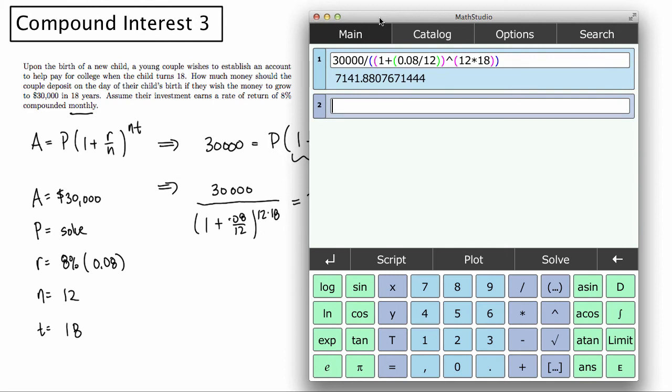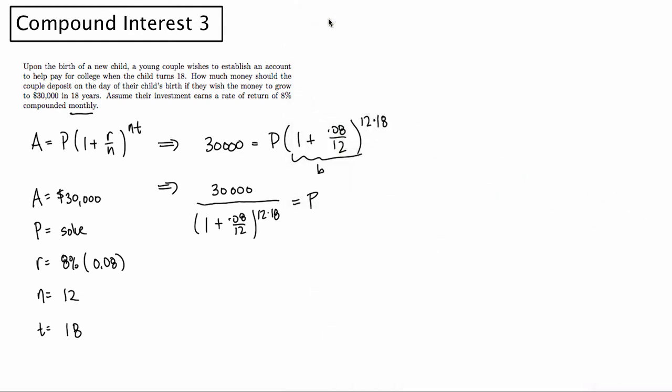Notice that you get the value $7,141.88. So the present value here is $7,141.88. Now in and of itself that's pretty easy.